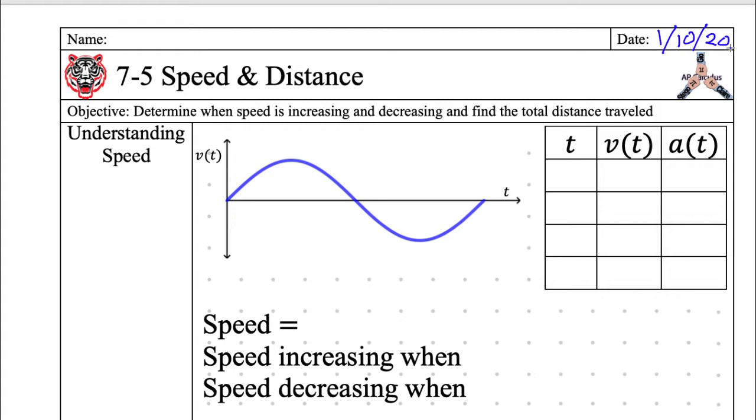Our objective is to do what, Stego? Determine when speed is increasing and decreasing and find the total distance traveled. There it is. Speed and total distance. Those are the foci, I guess, of the day.